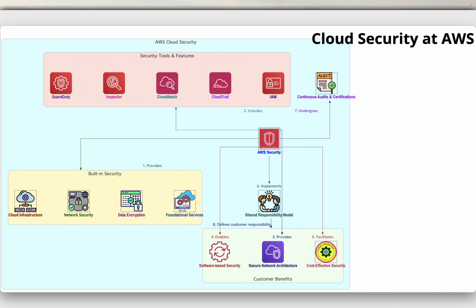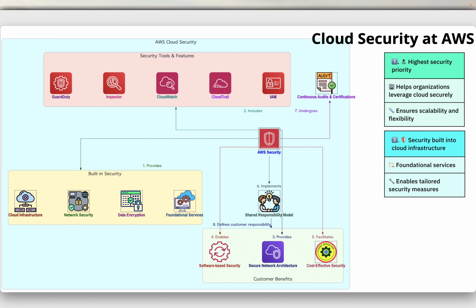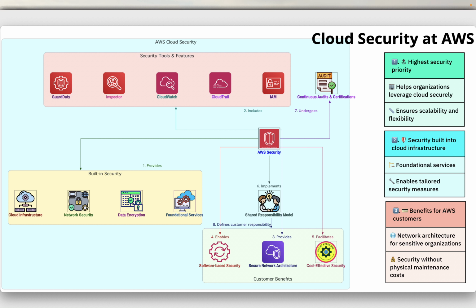So, cloud security at AWS. Cloud security is the highest security priority for AWS. AWS prioritizes security, helping organizations leverage the cloud's scalability and flexibility securely. Security built into cloud infrastructure. Foundational services and built-in security are core to AWS cloud infrastructure, enabling tailored security measures. The benefit for AWS customers is a network architecture built for the most security-sensitive organizations, offering security without the cost of physical maintenance.